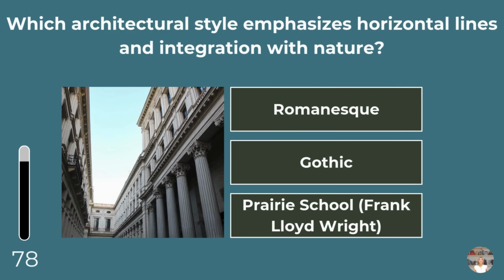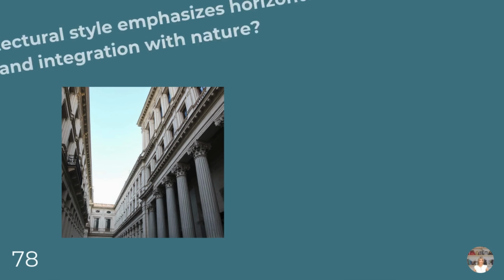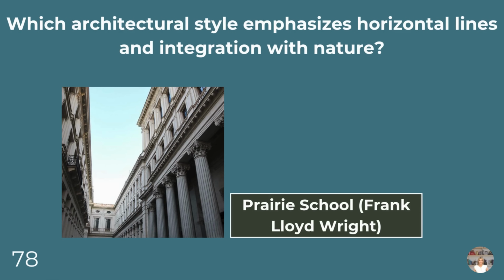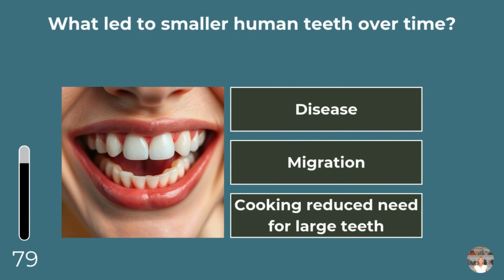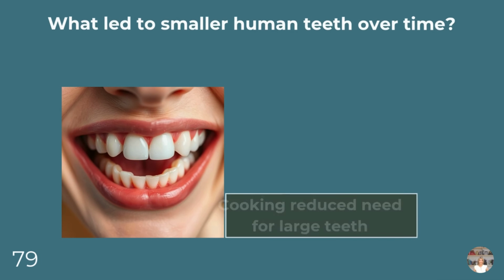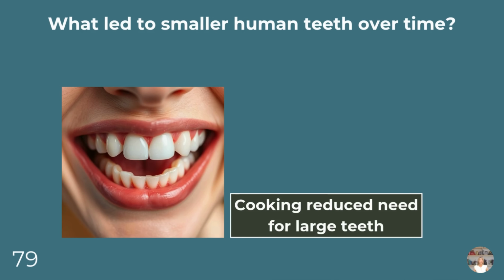Which architectural style emphasizes horizontal lines and integration with nature? Romanesque, Gothic, or Prairie School? Frank Lloyd Wright. Prairie School. What led to smaller human teeth over time? Disease, migration, or cooking reduced need for large teeth? Cooking reduced need for large teeth.